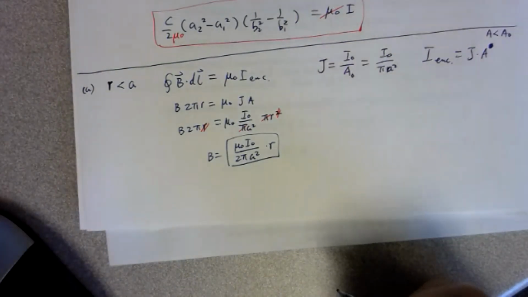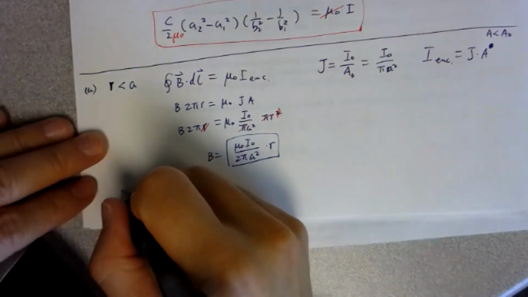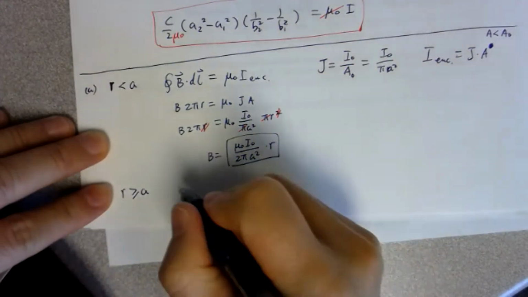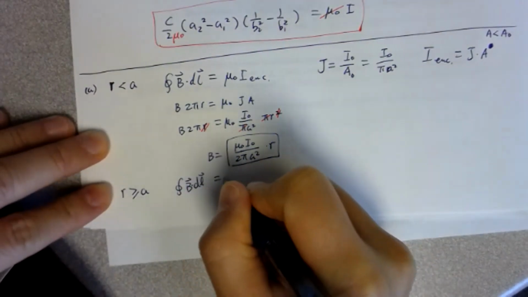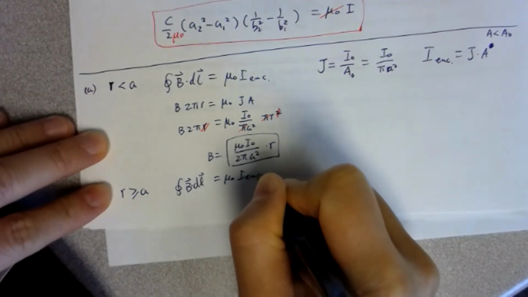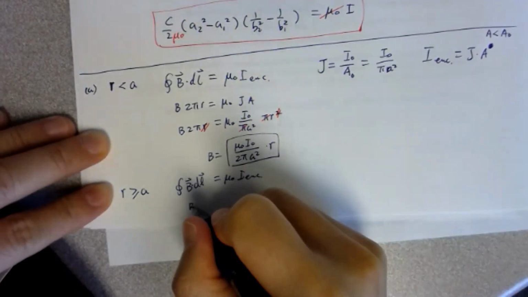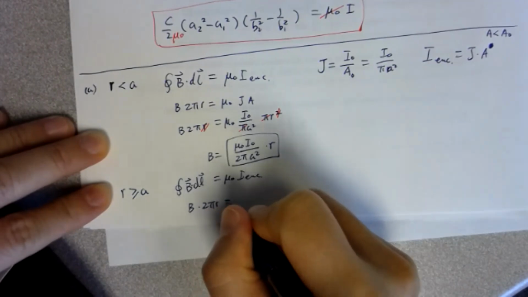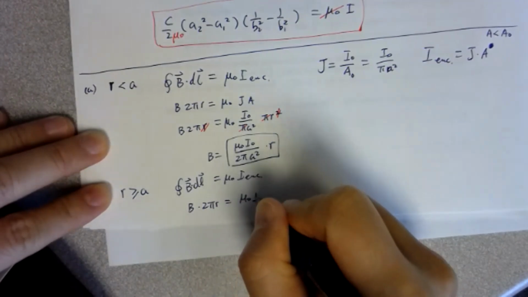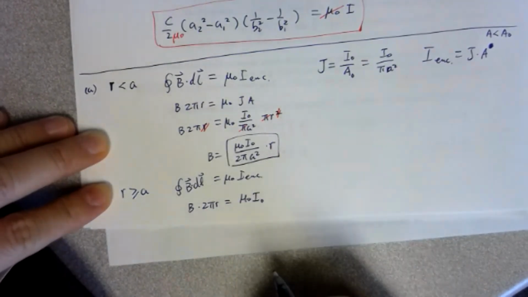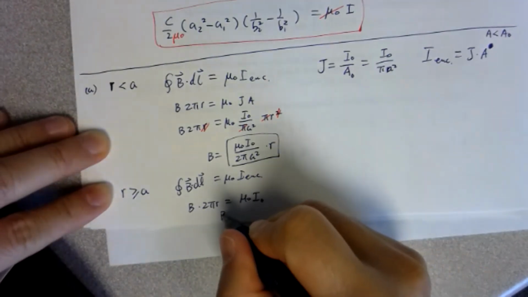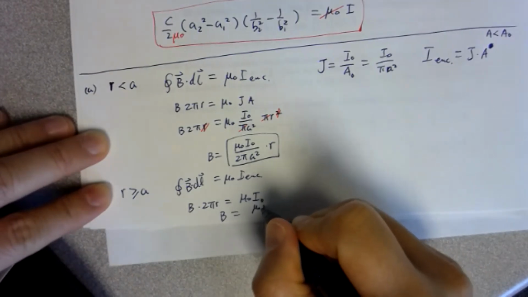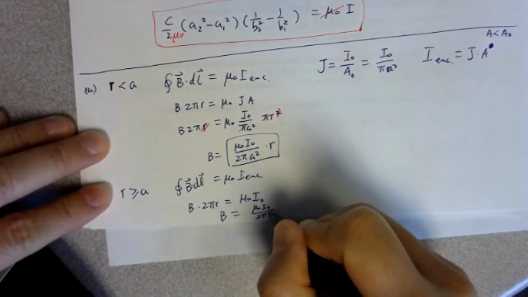When you are outside the cylinder, when R is greater than or equal to that, again, B field dot dl equals mu naught I enclosed. So I enclosed will be I total. This will be B times 2 pi R again, equals mu naught, now in this time, just I naught. Then divide both sides by 2 pi R, you get B equals mu naught I naught over 2 pi R.